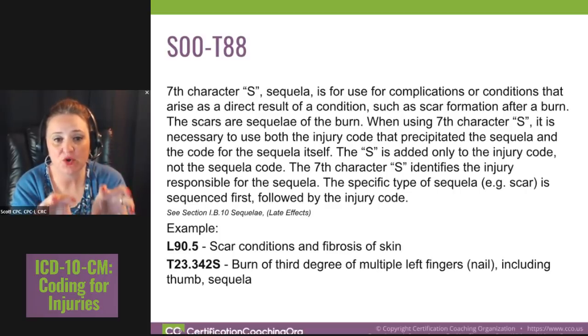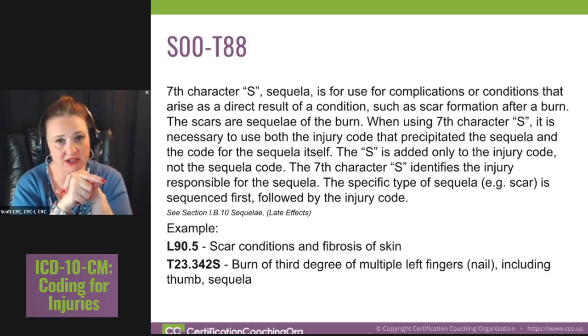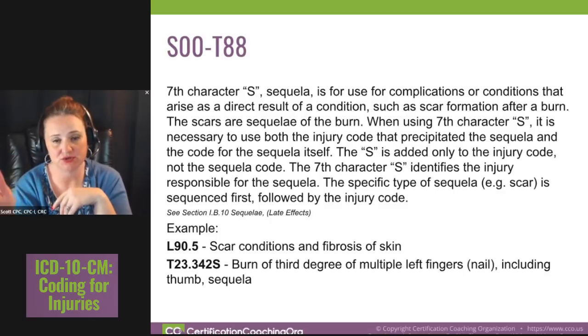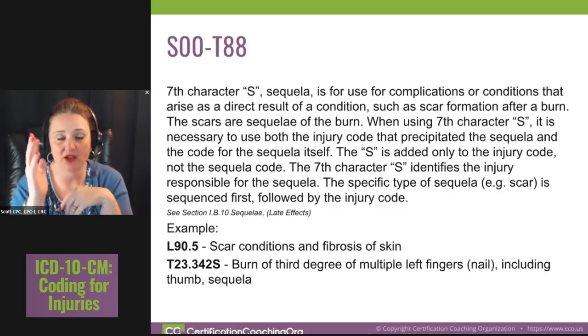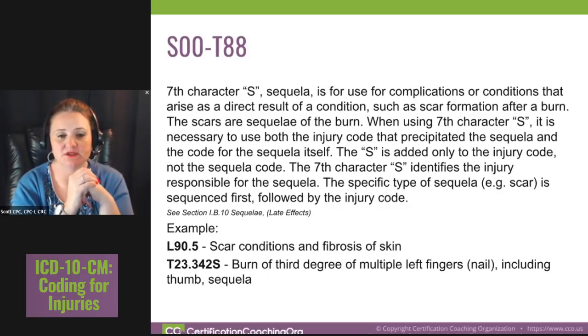So we don't put a sequela code, the 7th character, on the scar condition, right? That's not the story we're telling. The patient has scar tissue of the skin of the hand, okay? And how did they get it? Due to a burn. Well, what are the details of the burn? Well, they had a 3rd-degree burn, and it was multiple fingers, and the thumb was included, and it's a late effect, no more active treatment of that burn, okay? So that would give us our T23.342S.